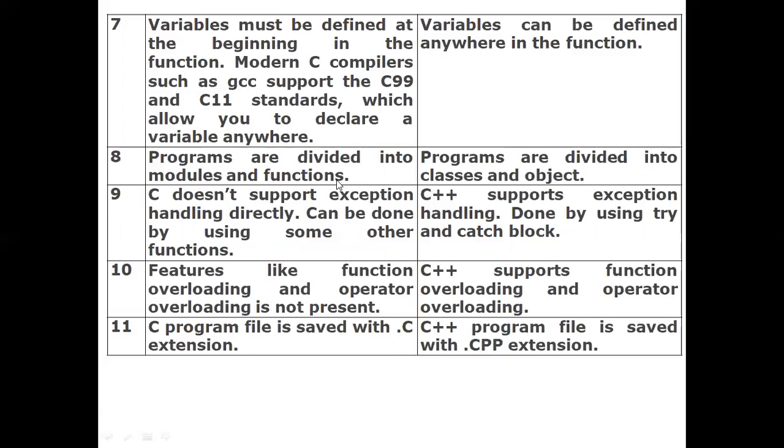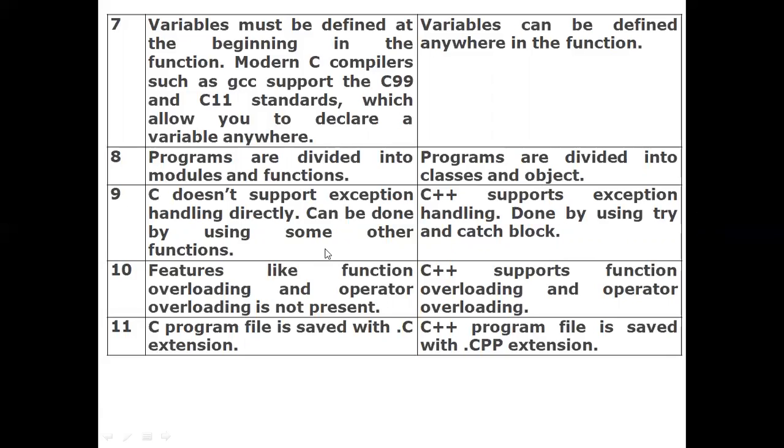In C, programs are divided into modules and functions. Here programs are divided into classes and objects. C doesn't support exception handling, meaning if you know the type of error, you cannot declare it by exception handling. But in C++, you can handle your customized exceptions or errors with try and catch blocks. Normally, inbuilt exception handling is there in the Turbo compiler, but if you want to customize an error and show it, you can use try and catch blocks.